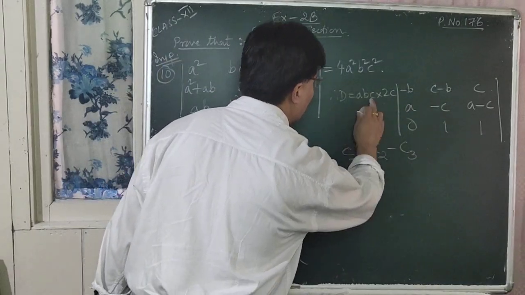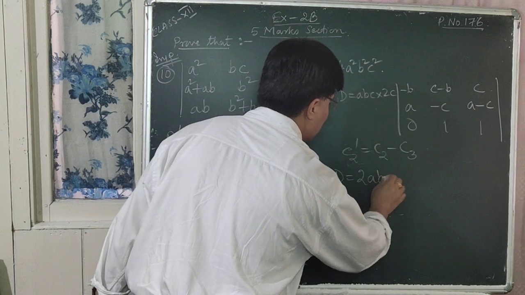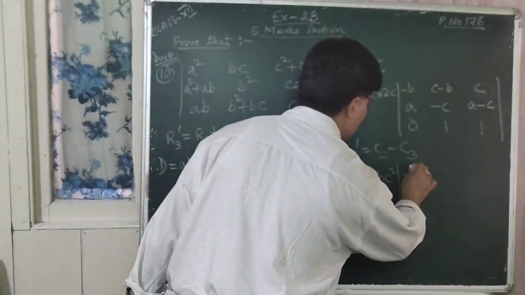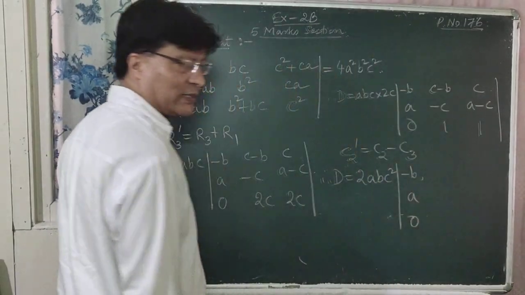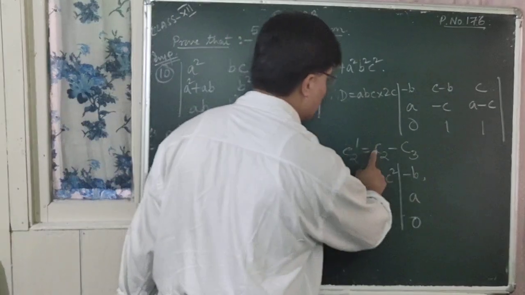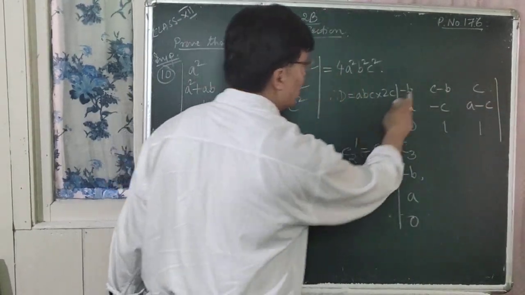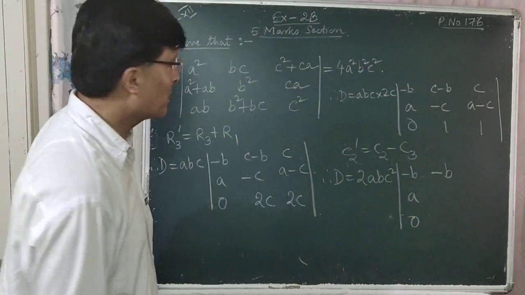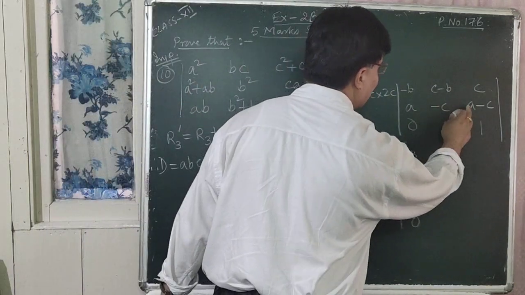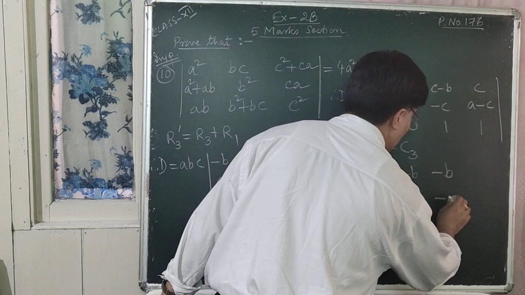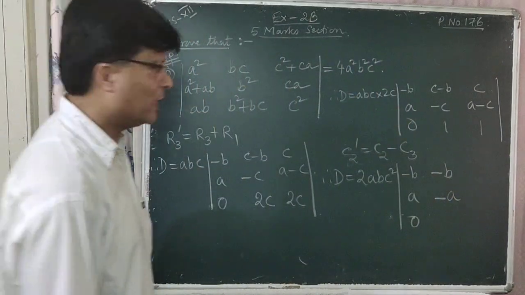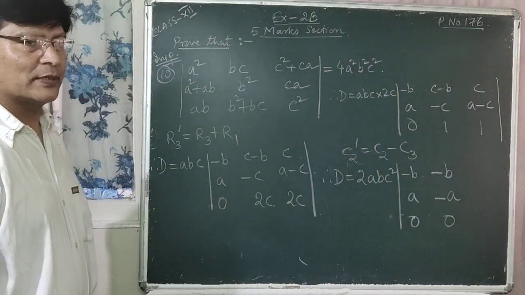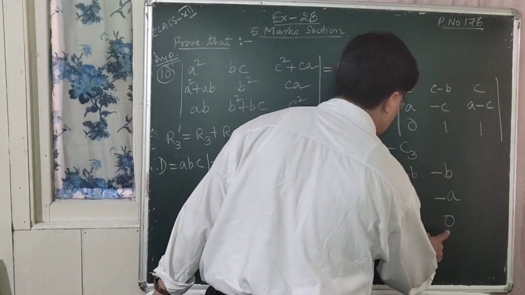Therefore, D is equal to ABC into 2C, that is twice ABC square. What is the first column? Remains same. Minus B, A, 0. What is C2 minus C3? C minus B minus C. That means it is minus B. Then again C2 minus C3, minus C minus A plus C gets cancelled. You will get minus A here. Then again 1 minus 1 is what? 0. Is that clear? 1 minus 1 is 0.